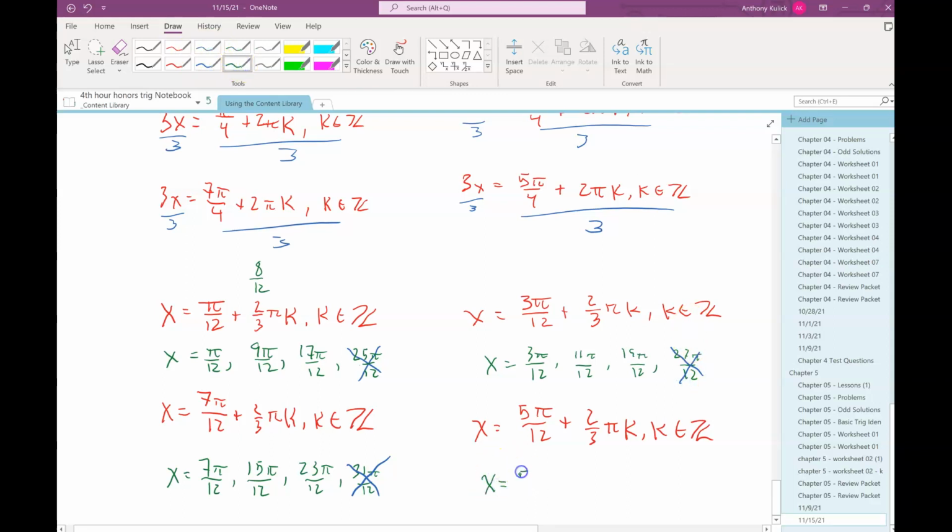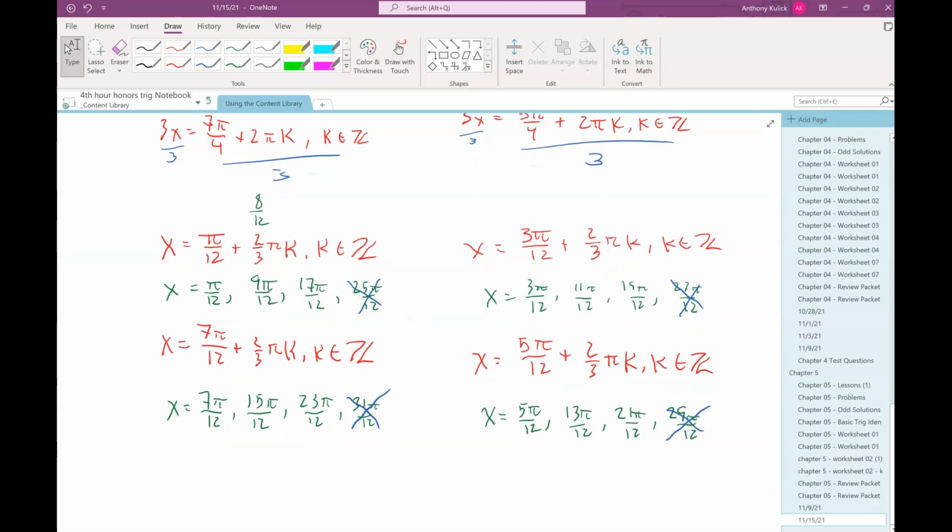And on to my final one. 5 pi over 12 is my first one. And then 13 pi over 12. And then 21 pi over 12. And then 29 pi over 12. But uh-oh, too big. So these 9 answers are my solutions.